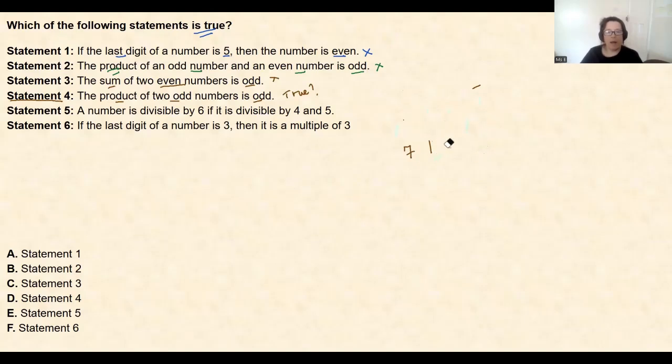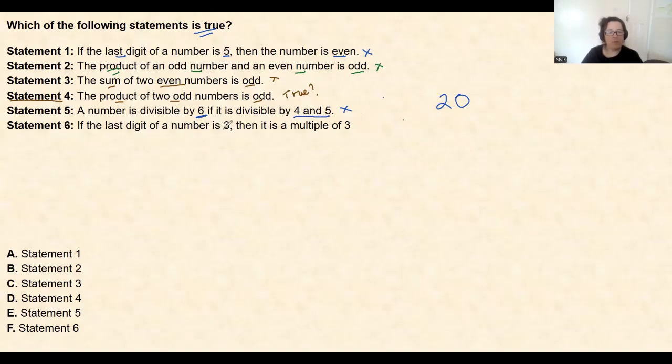Statement 5, a number is divisible by 6 if it is divisible by 4 and 5. Well, if I multiply 4 by 5, I get 20. And I know 20 is divisible by 4 and 20 is divisible by 5. Is it divisible by 6? No, not without having a remainder. So this is untrue.